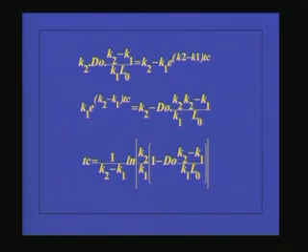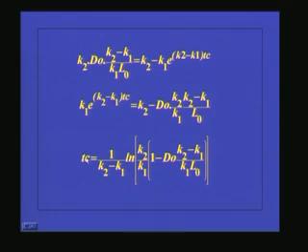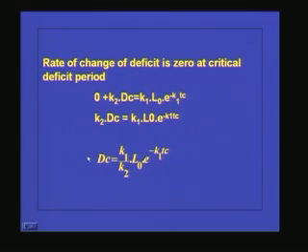So once you know the critical time, we can substitute this Tc value here and find out the Dc value, or the critical deficit. We can also find out the concentration corresponding to that, because we know the critical deficit and we know the saturation concentration. So Cc, or the critical concentration, is nothing but Cs minus Dc.